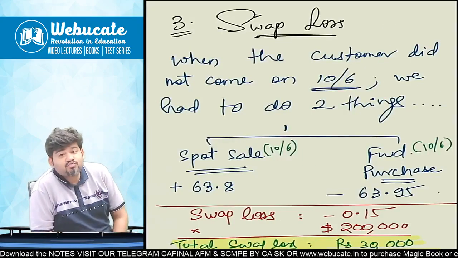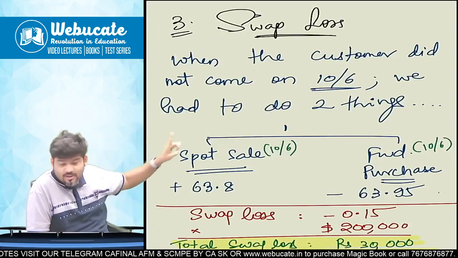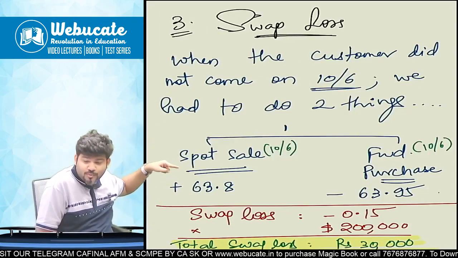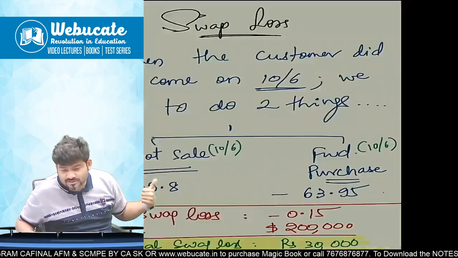Then we have the swap loss. So now here we have the swap loss. Customer did not come on 10th June. As a result, I had to spot sell and forward purchase. That will result into a swap loss.